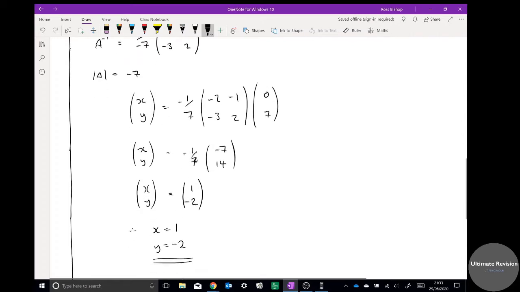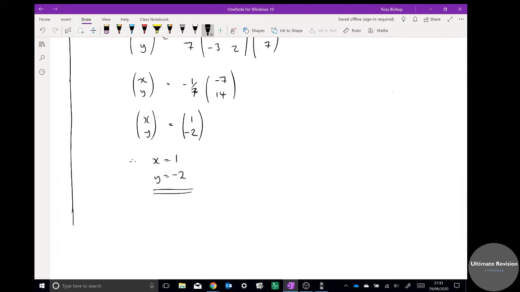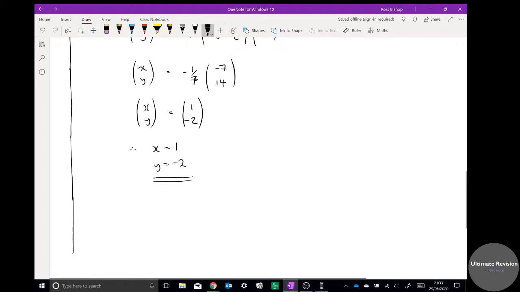Again, you might think this is really long-winded, but you can see that it's quite easy for a computer to maybe program. And also you'll see with 3 by 3s in a minute that it does become a bit easier.